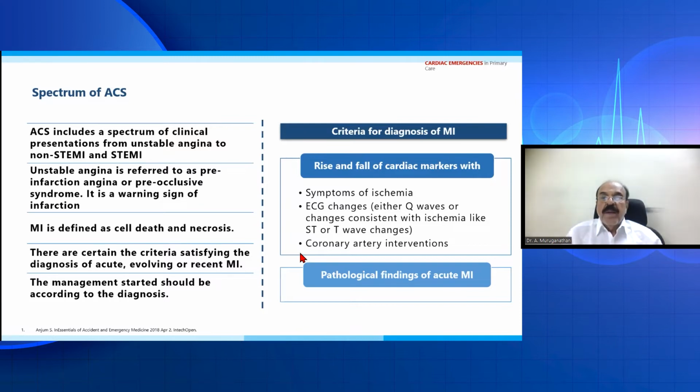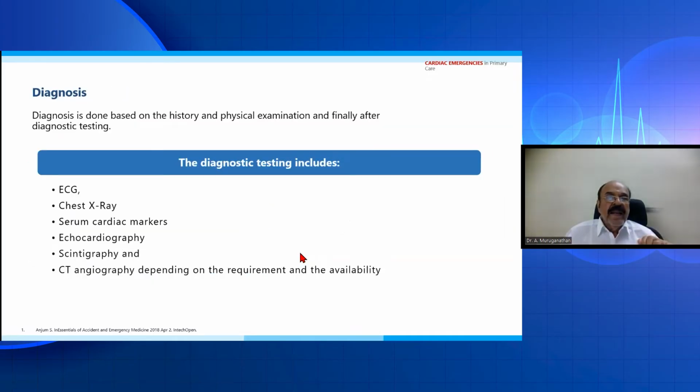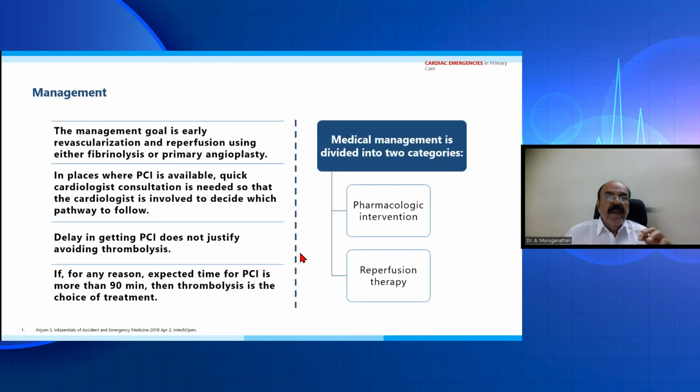Rise and fall of cardiac markers, symptoms of ischemia, ECG changes, ST-T changes, coronary artery intervention, pathological findings of acute MI. Nowadays, we do troponin and various blood markers to find out whether this is an MI. And then ECG, chest X-ray, serum cardiac markers, echocardiography, scintigraphy, and CT angiography, depending on the requirement and availability.